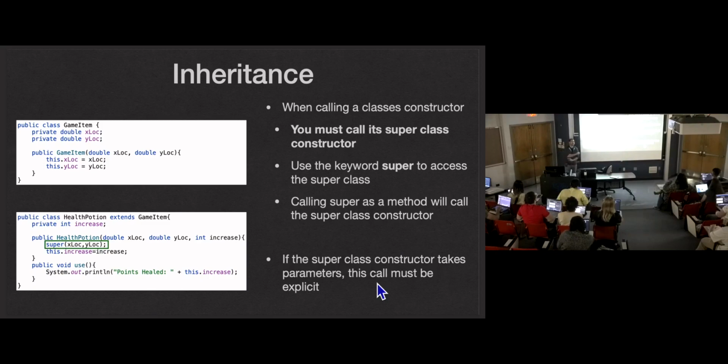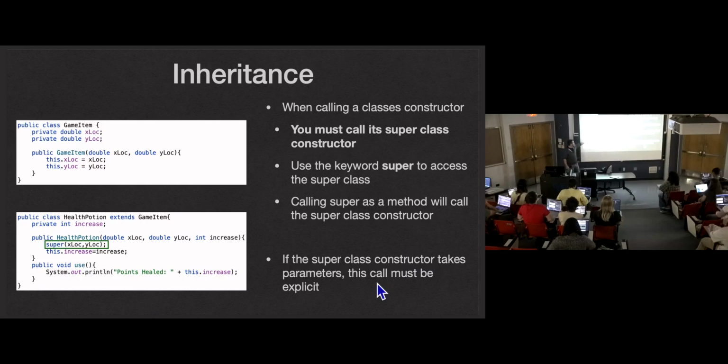I'll probably say this at least 20 times this week, and then everybody's going to know it, and nobody's going to make this mistake on the memory diagrams. The superclass constructor must always be called when you call a child class constructor. So when the health potion constructor is called, the superclass constructor must be called. Every single time, 100% of the time, no exceptions. It is called every time.